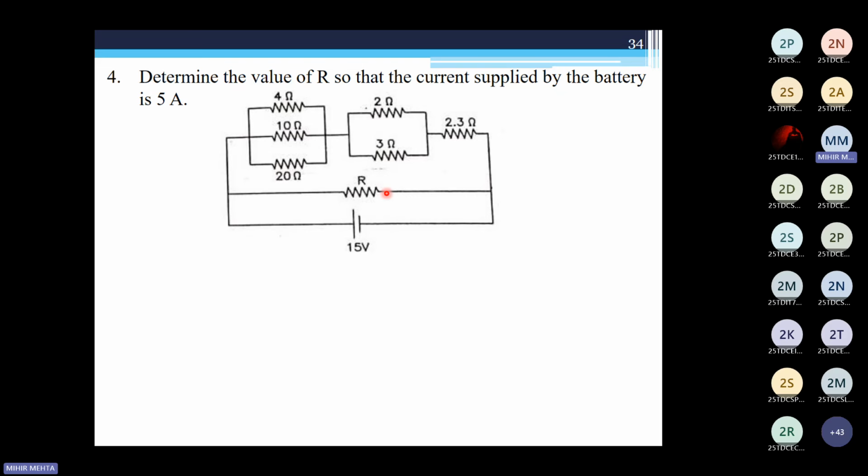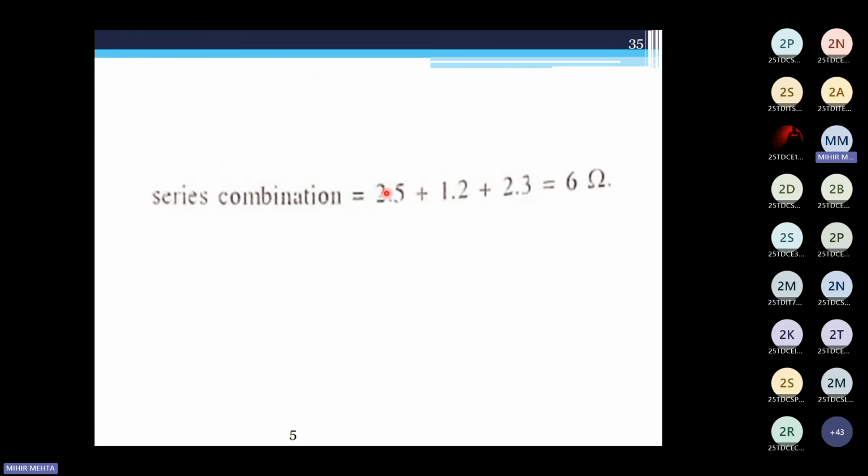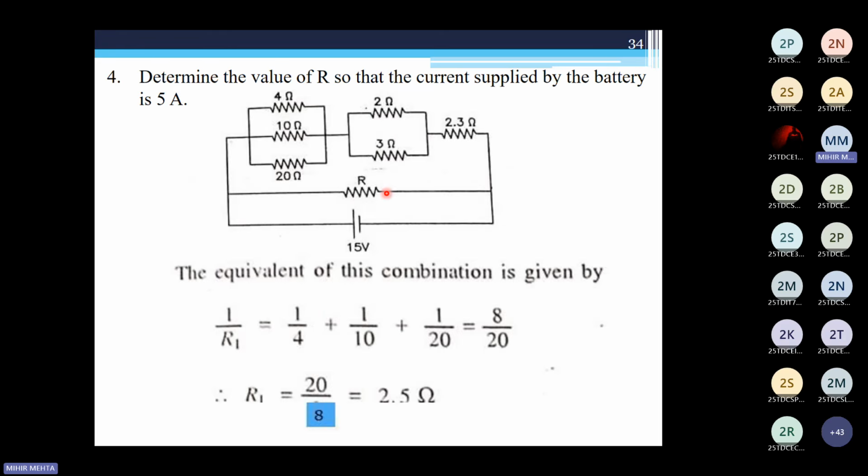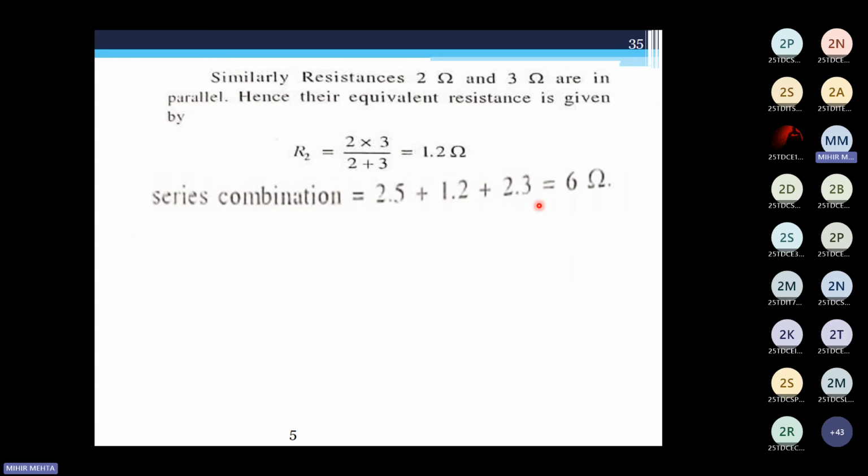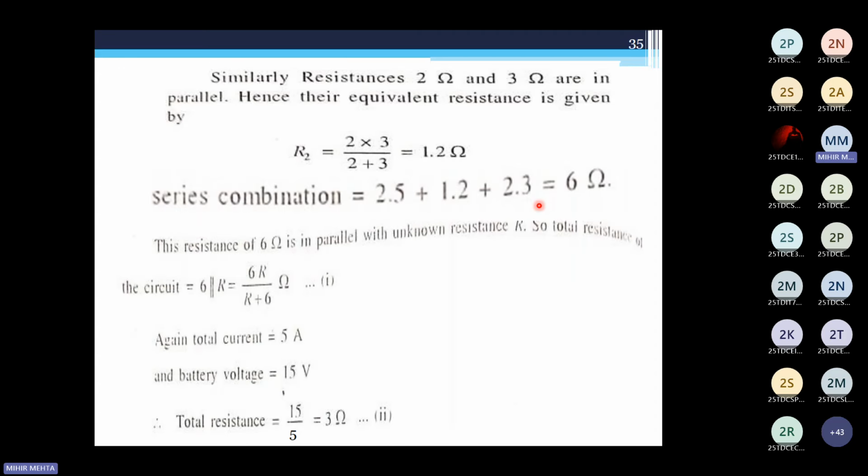So you can find out this. You can take a snapshot of this and I'll also share the answer with you. You can calculate and figure out your answers. So the overall answer to this is, the unknown resistance is 6 ohms.